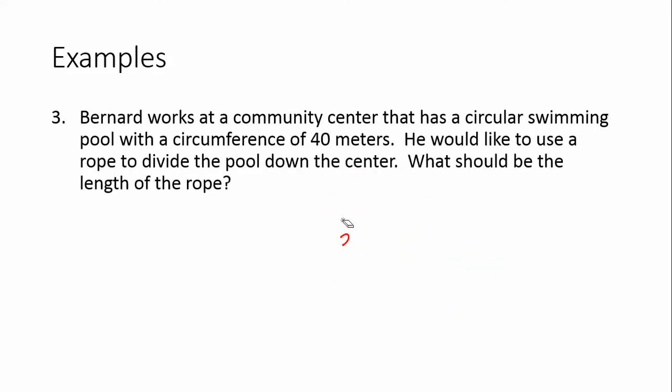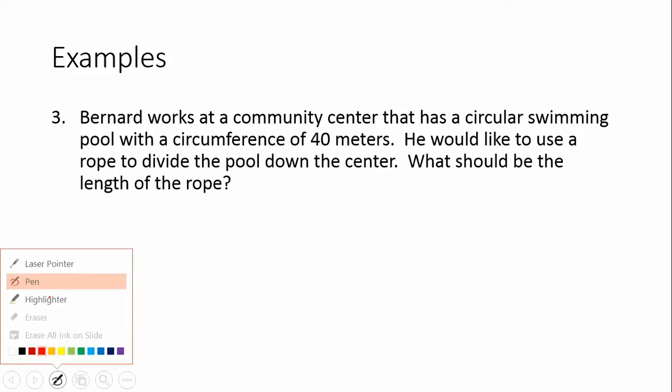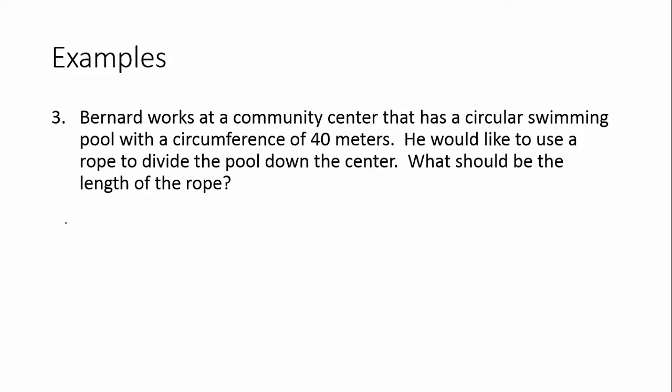The last example today is a story problem, but I'm going to read it to you and then we'll draw a picture and solve it. Bernard works at a community center that has a circular swimming pool with a circumference of 40 meters. He would like to use a rope to divide the pool down the center. What should be the length of the rope? If we draw a picture of a swimming pool, it's circular. Let's draw a good circle there. So there's our swimming pool, and he wants to put a rope through the center to divide it in half.